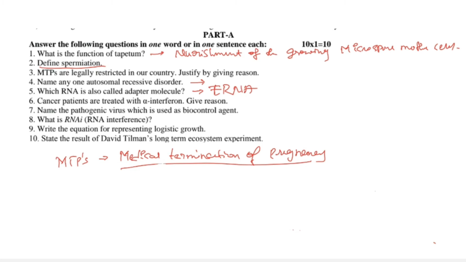Next comes: cancer patients are treated with alpha interferons. Give reasons. It is also very simple, but it's not a direct question. It has been taken out from between your topics. Alpha interferons are biological modifiers. So what are these biological modifiers?